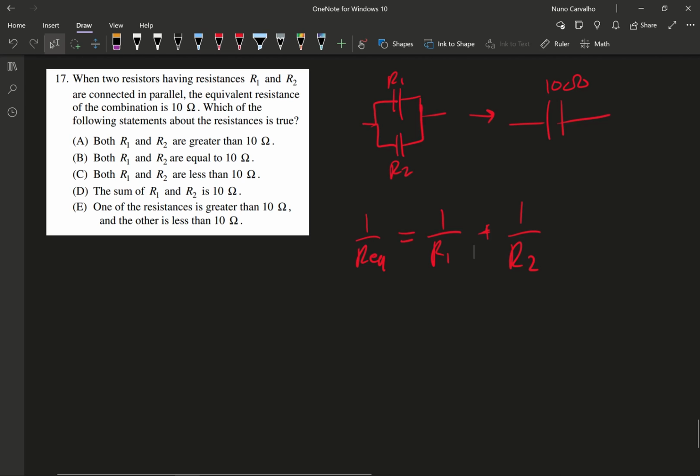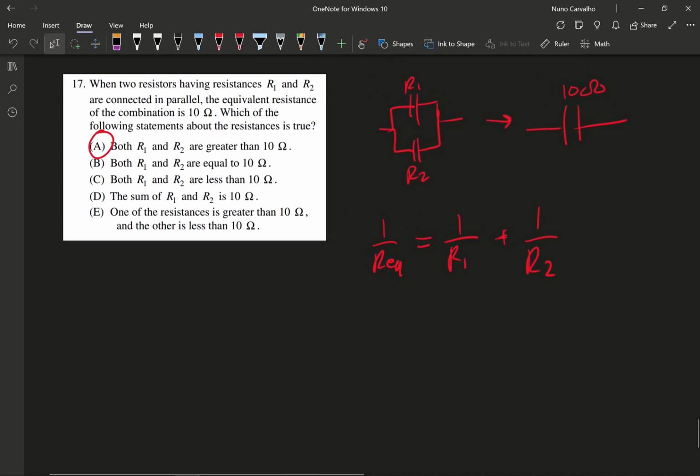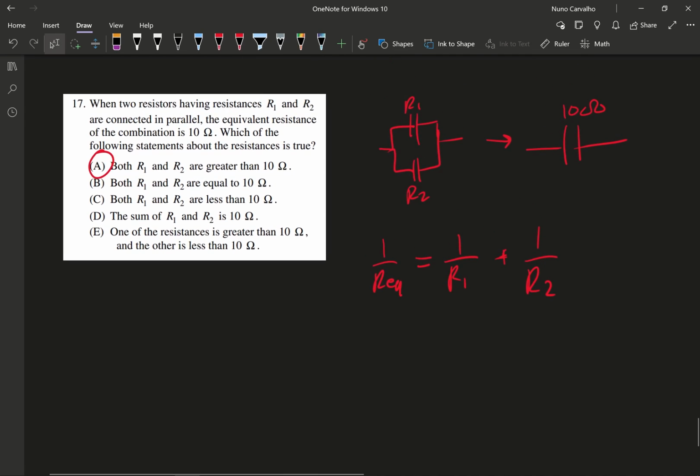So we can actually just skip already here and say that it's going to be A right here, because we know that the equivalent resistance, which is 10, must be less than R1 and R2. And you can mess around with this formula to derive why that must be true. But yeah, it's going to be A.